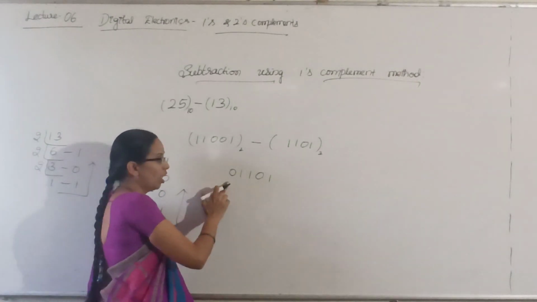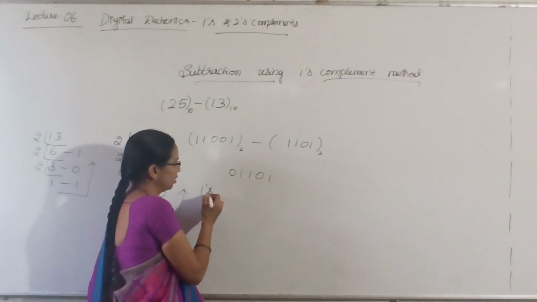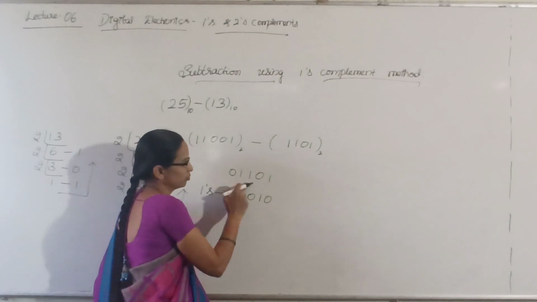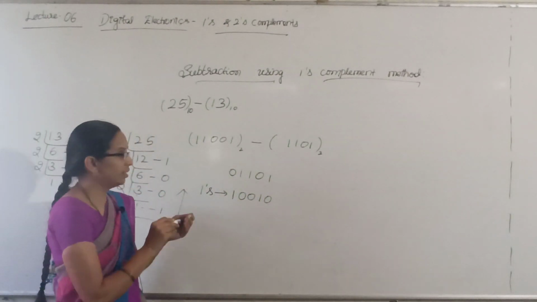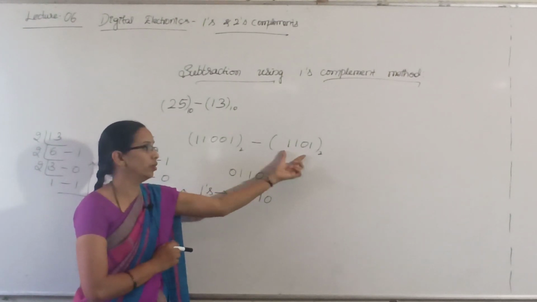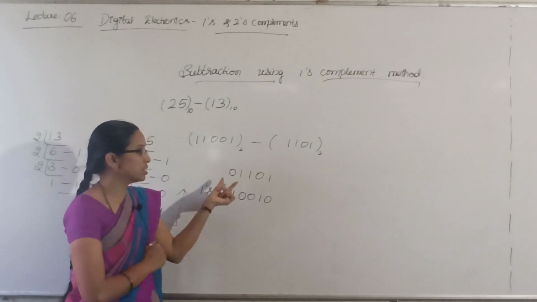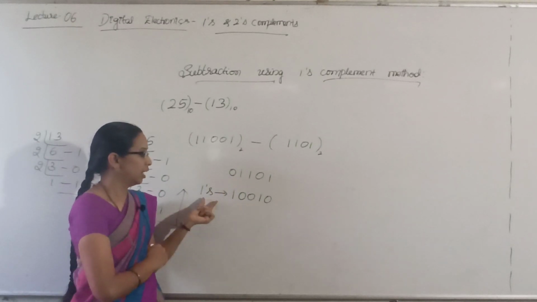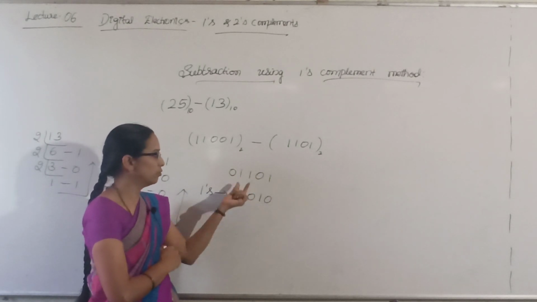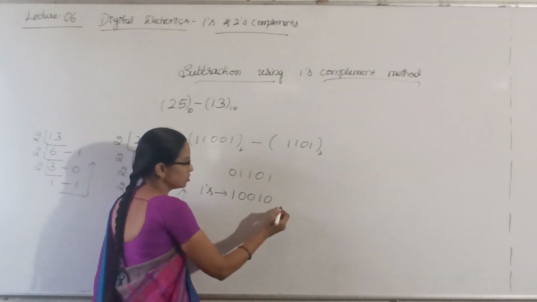Okay. So after putting 0, I will convert this into the ones complement of the subtrahend, that is 10010. What did I do? I made the subtrahend, which had only 4 digits whereas our minuend had 5 digits, into 5 digits by putting 0 in front of the number, and I have taken the ones complement of this by replacing all the zeros by ones and all the ones by zeros, right.